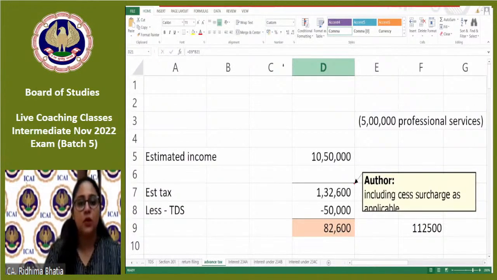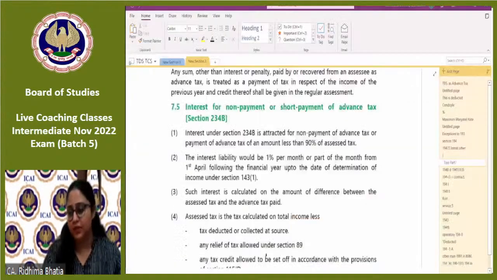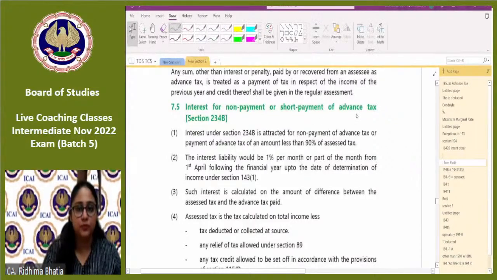Okay? So, now let's begin with today's topic, which is interest on advance tax. So I was telling you, if you do not pay advance tax, there are certain provisions which would be applicable. That is interest. Now, why will interest be charged? Because you did not pay what you had to pay, correct?